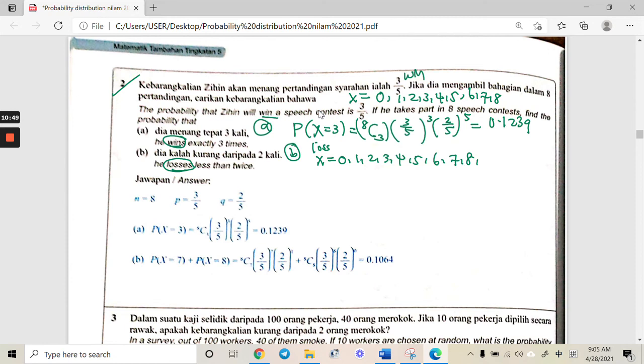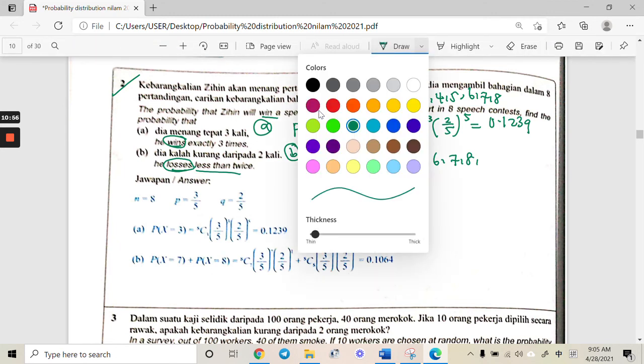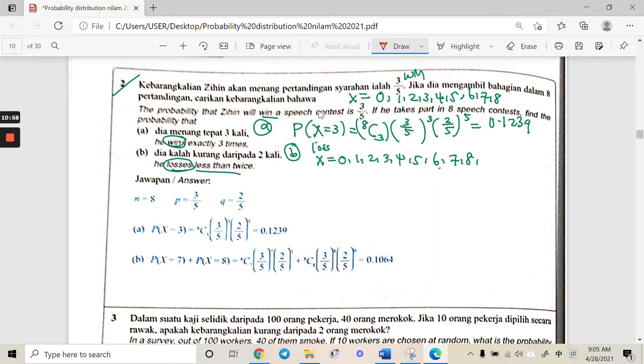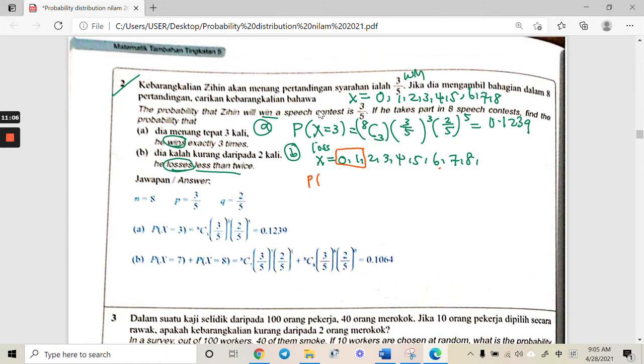So this x is number of times he lost. Okay, I'll do it based on loss. So loss less than twice. Okay, what do you mean by less than twice? If follow the question, less than twice, meaning that not include 2. Not include 2, meaning that 0 and 1. So I need to calculate P(x lost 0 time) plus P(x lost 1 time). So how I calculate this? I'll do the same thing. n is still the same, 8 C 0.